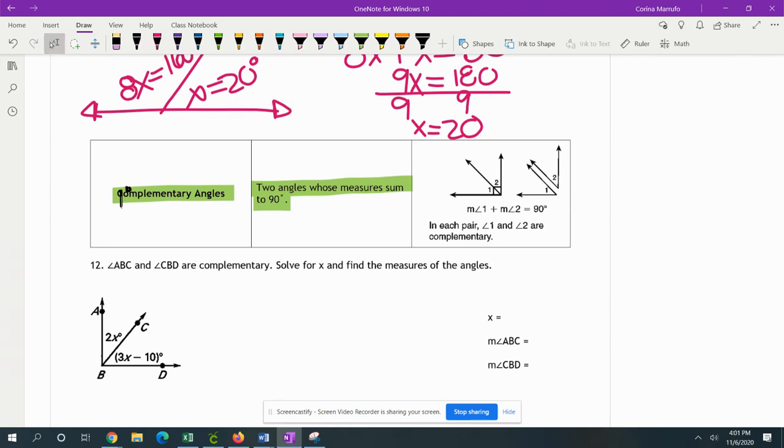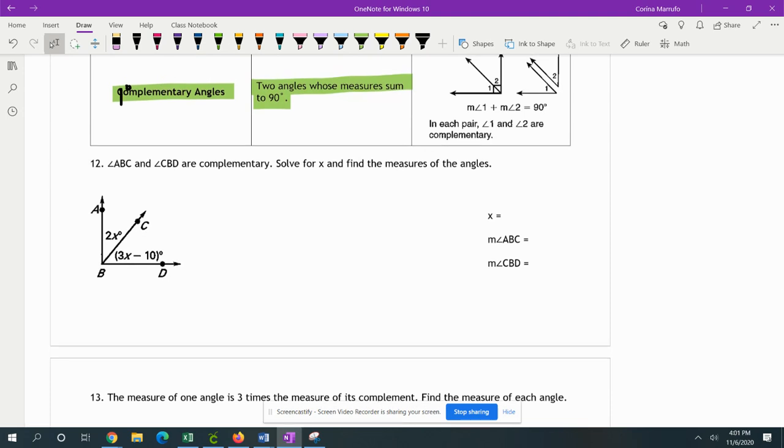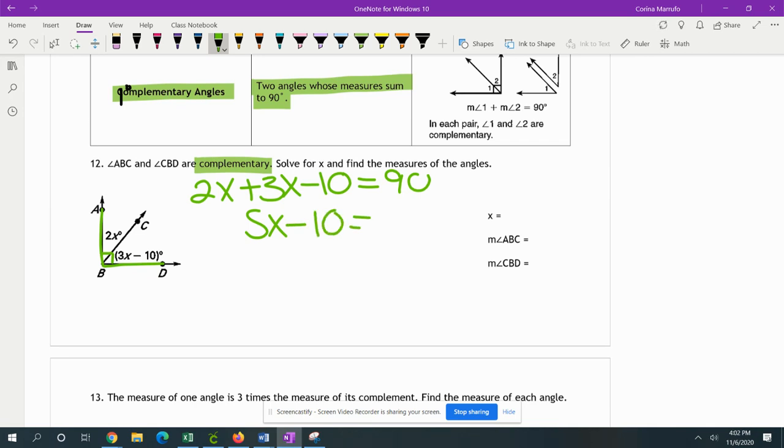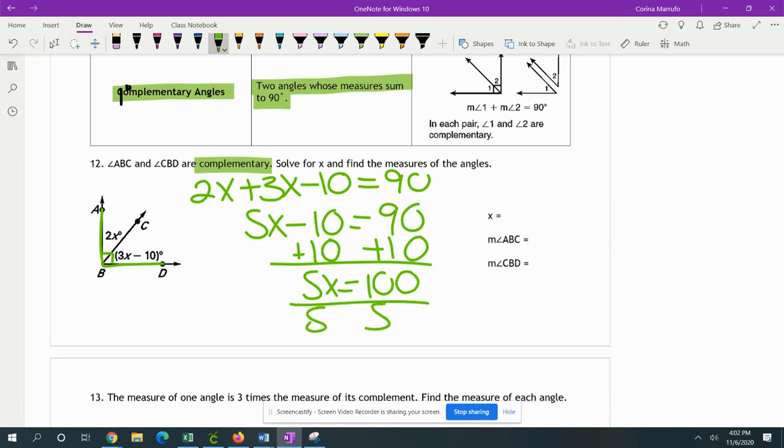So here it tells us ABC and CBD are complementary. Solve for x and find the measure of each angle. Because they tell us that they're complementary, you can kind of see from the picture that they make a right angle. These two should add up to 90. So 2x and 3x together gives us 5x minus 10 equals 90. We add the 10 to both sides. We get 5x equals 100, and our last step to solve for x is to divide by 5, and that means x is equal to 20.